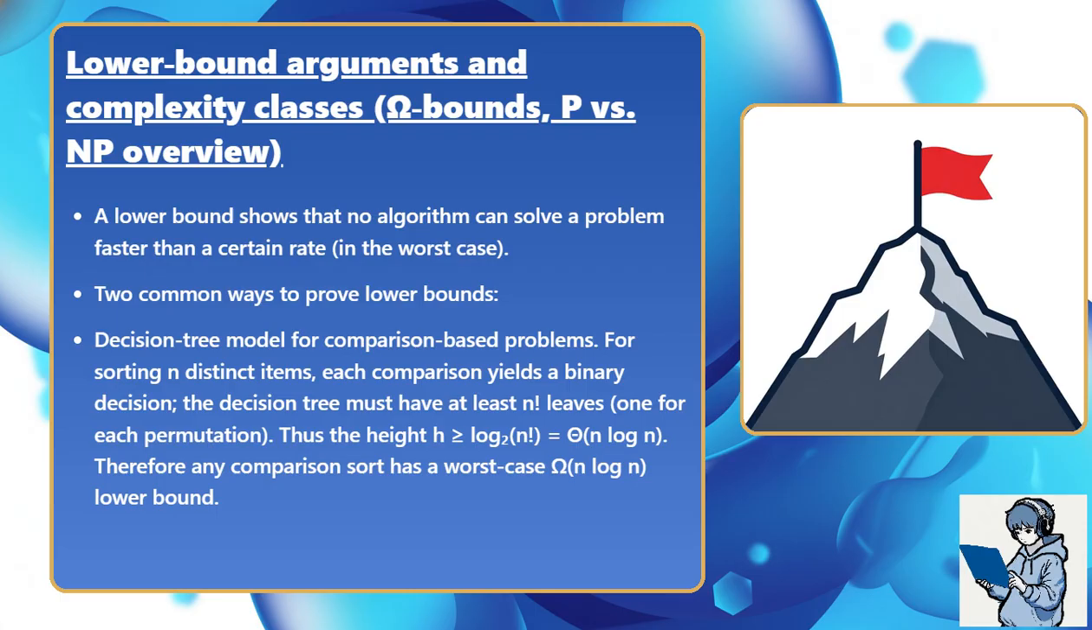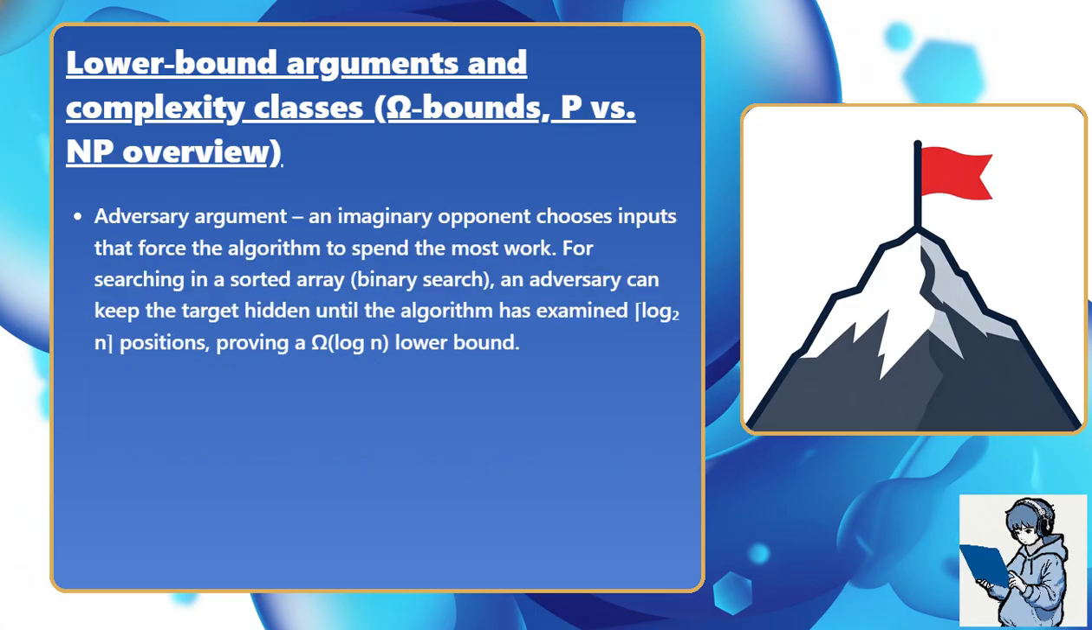Thus the height h is greater than or equal to log base 2 of n factorial, which is theta of n log n, and therefore any comparison sort has a worst-case big omega of n log n lower bound. Second, the adversary argument: an imaginary opponent chooses inputs that force the algorithm to spend the most work. For searching in a sorted array with binary search, an adversary can keep the target hidden until the algorithm has examined ceiling of log base 2 of n positions, proving a big omega of log n lower bound.